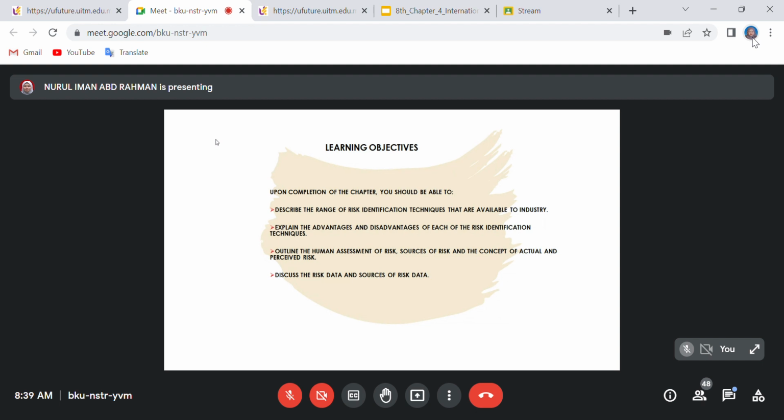You all already have your book. This topic is actually your chapter 3. In your textbook, risk assessment is under chapter 3. So you can take a look at chapter 3 for what we will learn today.